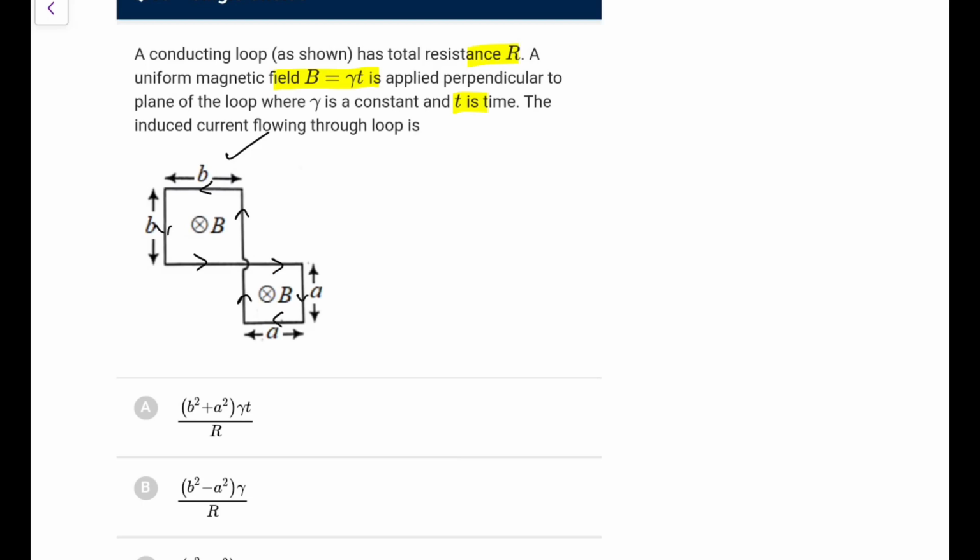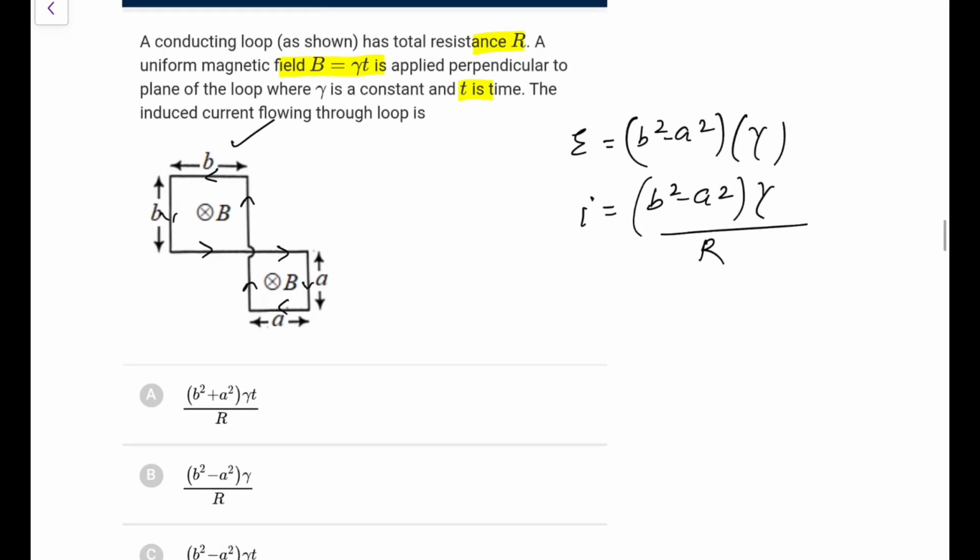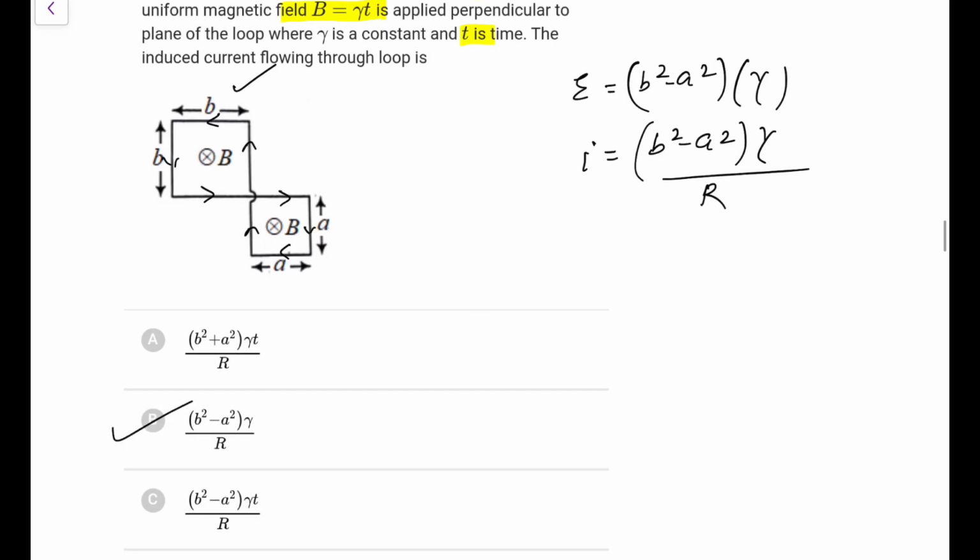So the EMF we can make out is A2 minus A1 into dB by dt, that is B square minus A square into dB by dt, which would be gamma. So the current you need to find out would be B square minus A square times gamma divided by R. That is what you will have. So go for option B here.